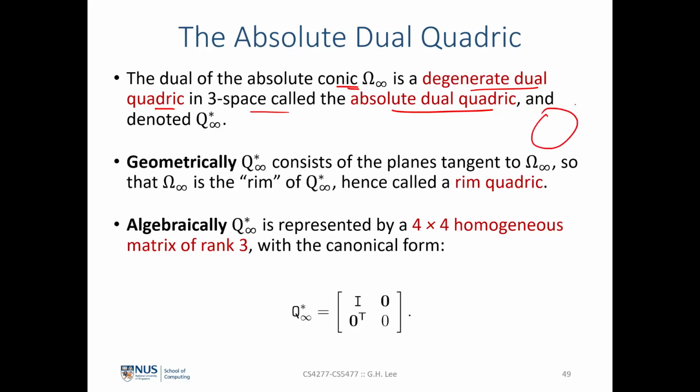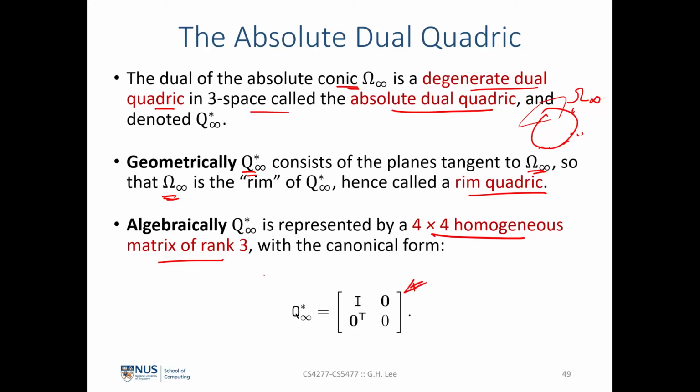So previously, omega infinity is defined by all the points that are on the conics. Now we are going to look at the planes that are tangent to this conic, which can be used to define the absolute conic, and we call this the absolute dual quadric. It can be thought of that the absolute conic is the rim of the absolute dual quadric, which we also call the rim quadric. Algebraically, the absolute dual quadric is represented by a 4x4 homogeneous matrix with rank 3, and the canonical form is given by this guy over here.